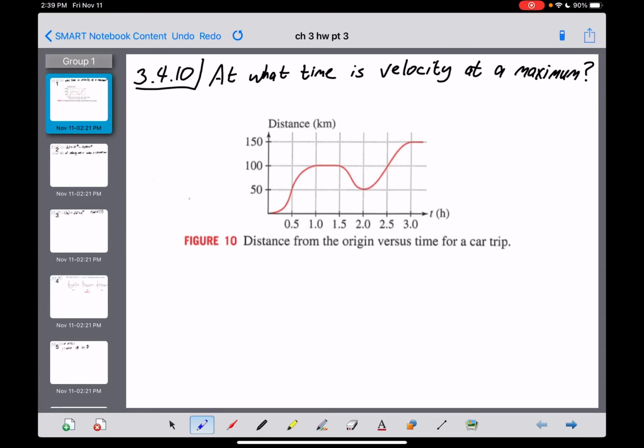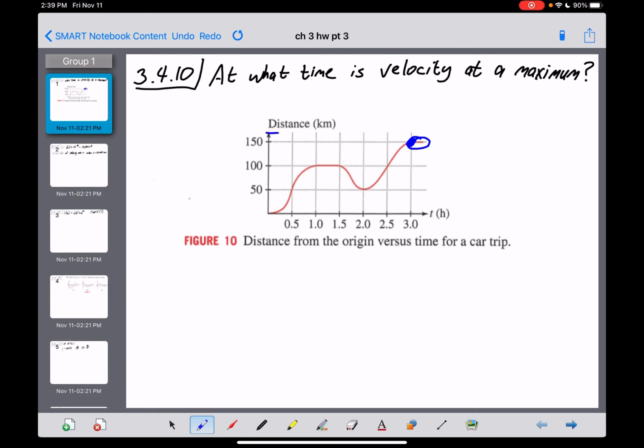All right, 3.4 number 10 is asking you at what time on this curve right here is velocity a maximum. So you got to pay attention to what it is that you're looking at. I think it would be really tempting for people to say that the maximum value of this curve is up here somewhere, the highest that it gets, but that's not quite getting the point of this question.